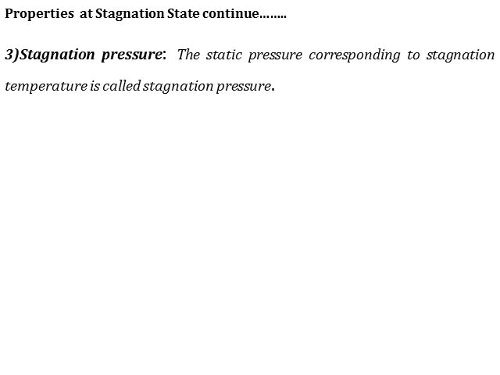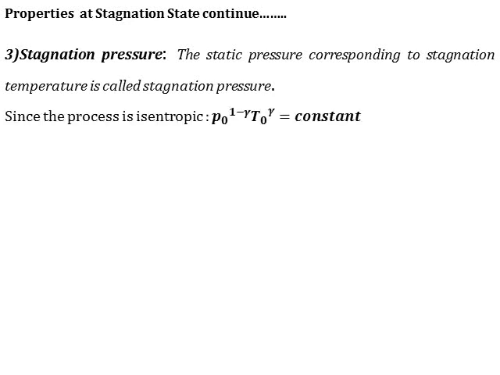Moving on, we define the stagnation pressure. The static pressure corresponding to the stagnation temperature is called the stagnation pressure. That is, when we place a pressure sensor to the reservoir which is connected to the pitot tube, the static pressure measured inside the reservoir gives us the stagnation pressure. Since it is an isentropic process, the stagnation pressure is related to stagnation temperature using the PVT relationship for an isentropic process as shown.